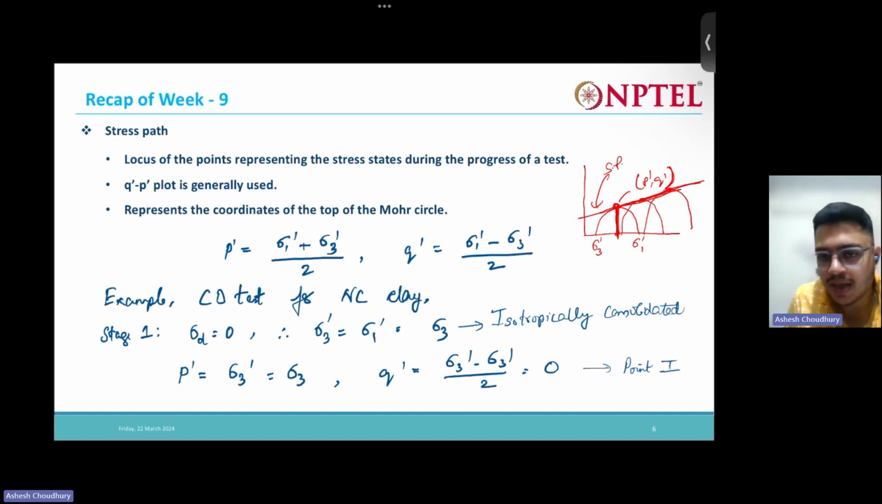This is something else. The line that is the common tangent, what will that give us? It will give us the failure envelope. But this line will give us the stress path. Okay, this line is going to give us the stress path. Understood, right?